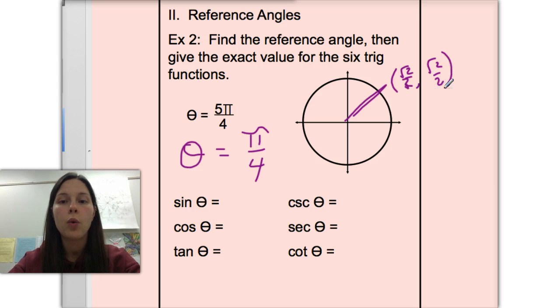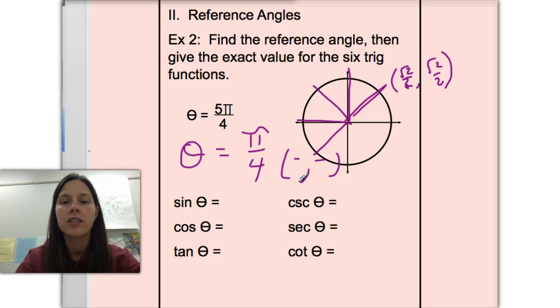Next, we figure out which quadrant 5π/4 lands in, so we can figure out if our sine and cosine are positive or negative. So we count. There was 1π/4, 2π/4, 3π/4, 4π/4, and 5π/4. So we're landing in the third quadrant where the values would both be negative, sine and cosine. So we have sine is -√2 over 2. Cosine is -√2 over 2.